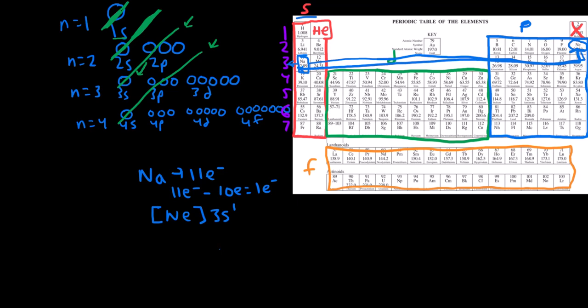And to find the number of valence electrons here, we just look at the number of electrons in this 3s subshell, which is the amount of electrons in the highest principal energy level, which is 3, which is just 1 valence electron.